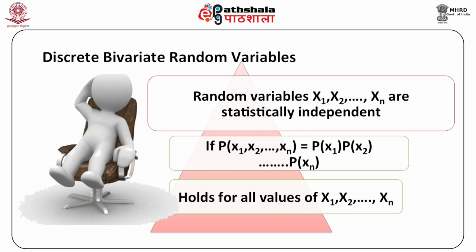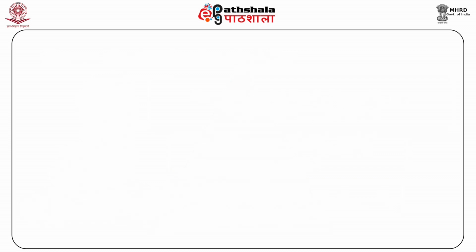Taking the case of x is equal to 1, y is equal to 0, we have P(1,0) equal to 1 by 4, P(x=1) is equal to 3 by 8, and P(y=0) is equal to half. Thus, P(x=1) P(y=0) is equal to 3 by 8 multiplied by 1 by 2, which is equal to 3 by 16, which is not equal to 1 by 4. If P(x|y) is not equal to P(x), then P(y|x) is not equal to P(y). Thus, the two random variables X and Y are dependent.